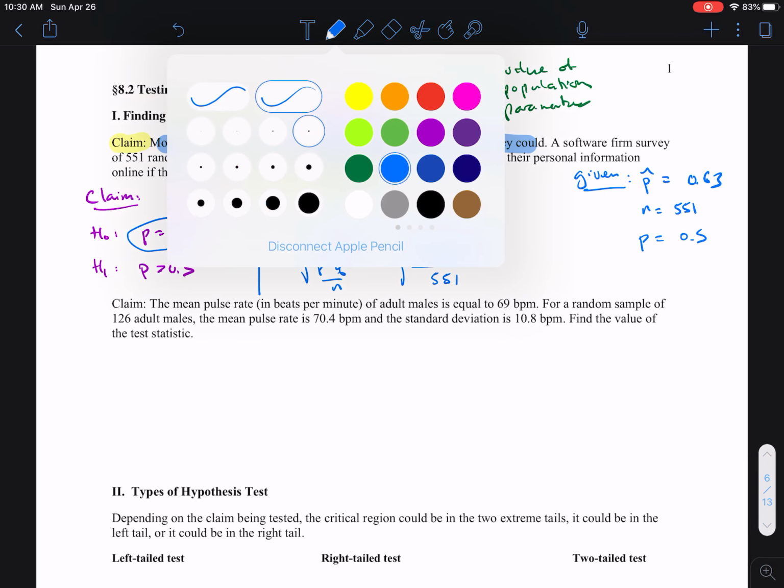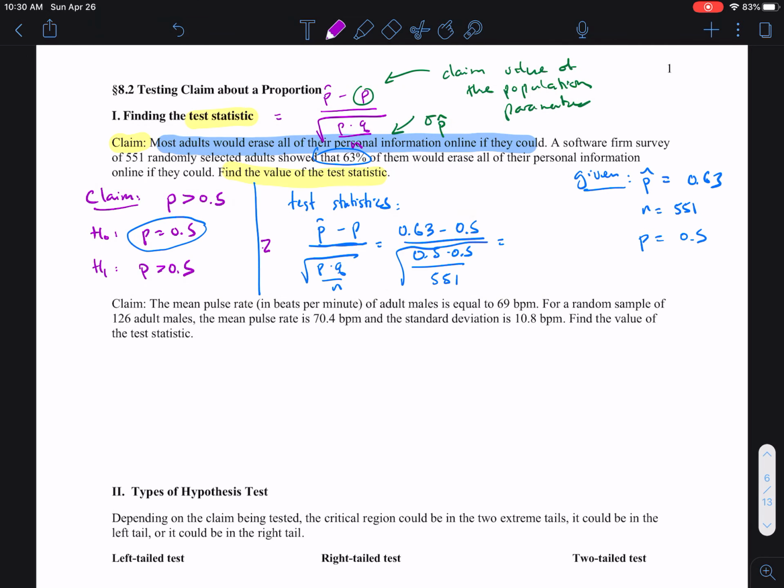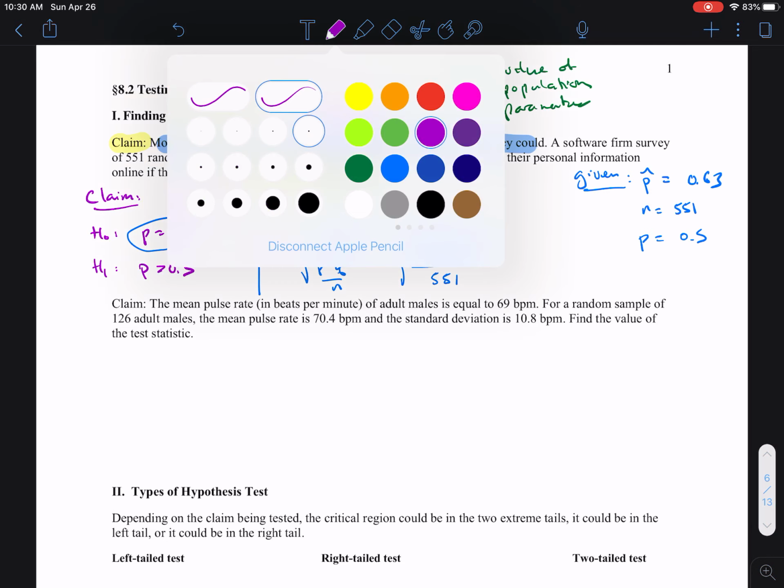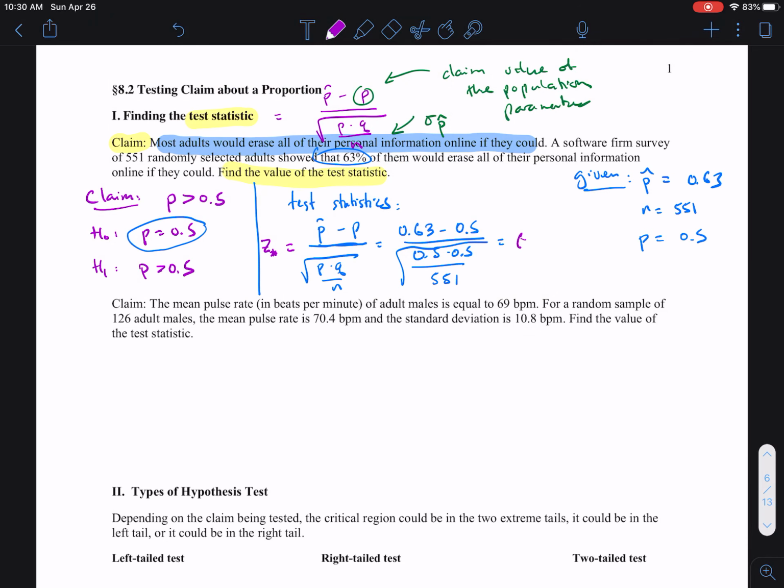This test statistic is going to be a z-score, so let's call this z-star. And that comes out to be 6.1. So what this is saying, guys: the claim said that the proportion of adults who would erase their personal information online is more than 50%. So suppose that the proportion is 50%. Let's look at the distribution of all sample proportions, where the mean of p hat is 0.5. Suppose that there's no difference there.